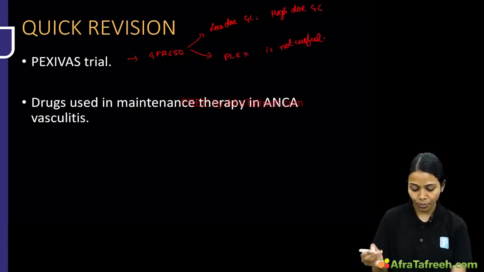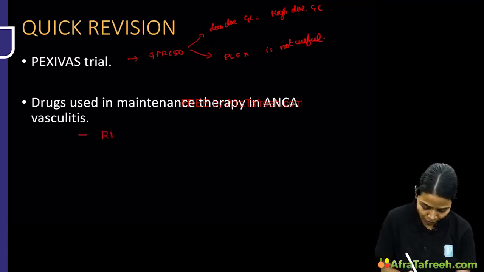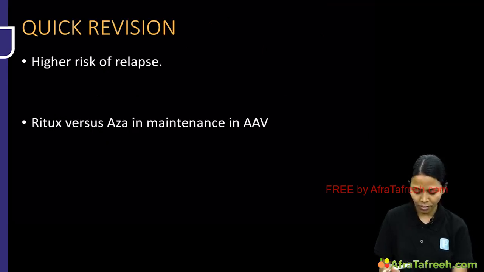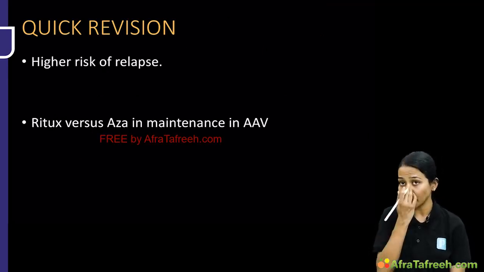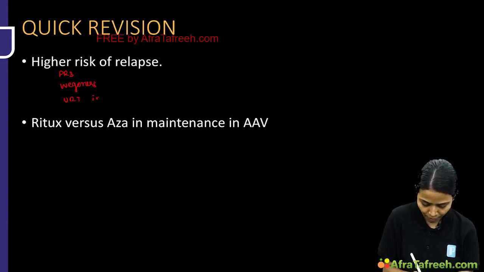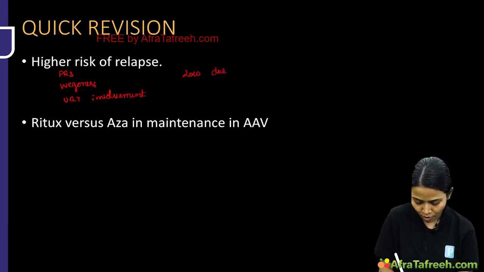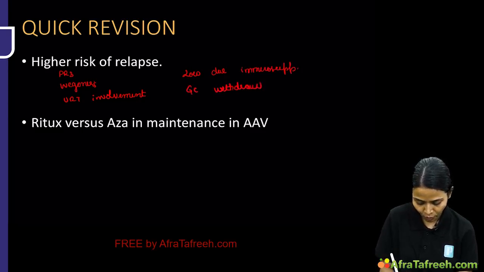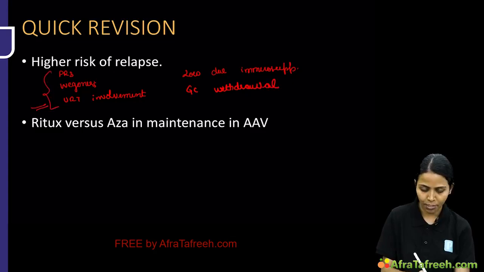Drugs used in maintenance therapy in ANCA vasculitis: we know 2 important drugs are used. One is rituximab, another one is azathioprine. Now patients who have higher risk of relapse, you can simply remember, if it is PR3 or Wegener's or upper respiratory tract involvement, or low dose immunosuppression, or glucocorticoid withdrawal. All these things form high risk for relapse. These 3 things you can remember, it has been asked as a question.